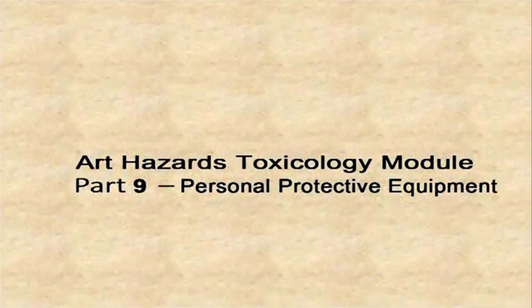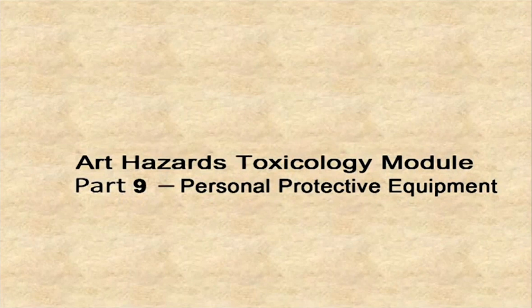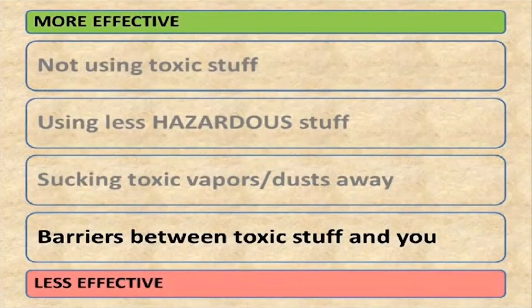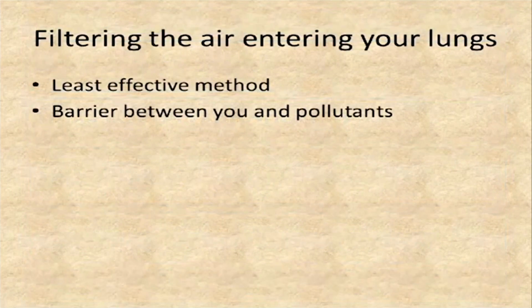Welcome back to the Art Hazards Toxicology modules. This is part 9, where we're talking about personal protective equipment. Of all the ways to protect yourself from getting exposed to toxic materials, putting a barrier between the toxic stuff and you is considered the least effective, but if it's the only method you've really got available, it is one that we recommend that you consider using. Basically, you're looking at either blocking materials from coming in contact with you or filtering the air before it enters your lungs.